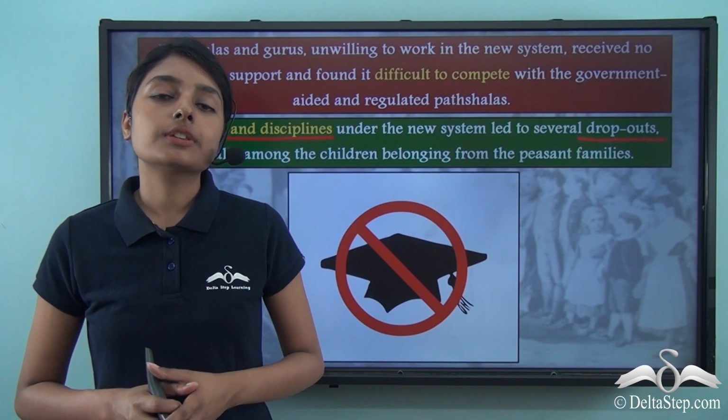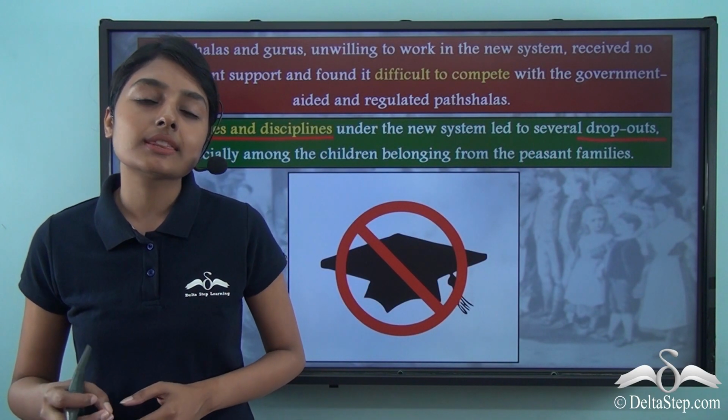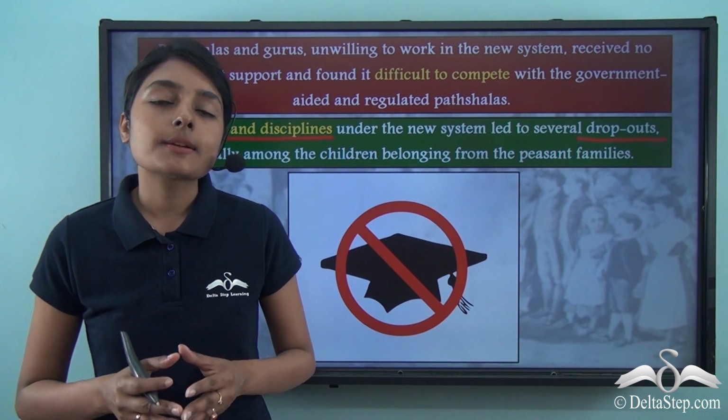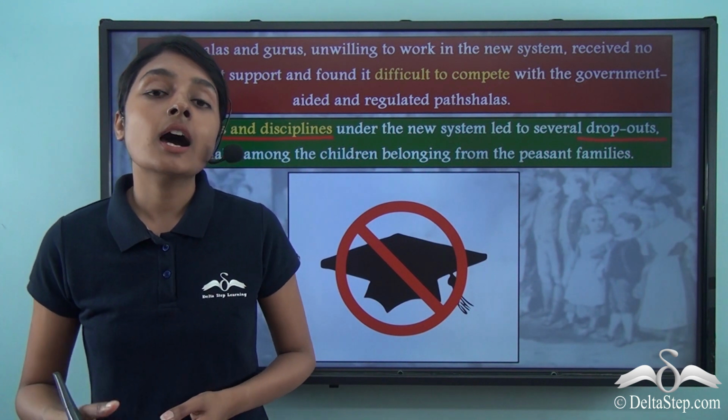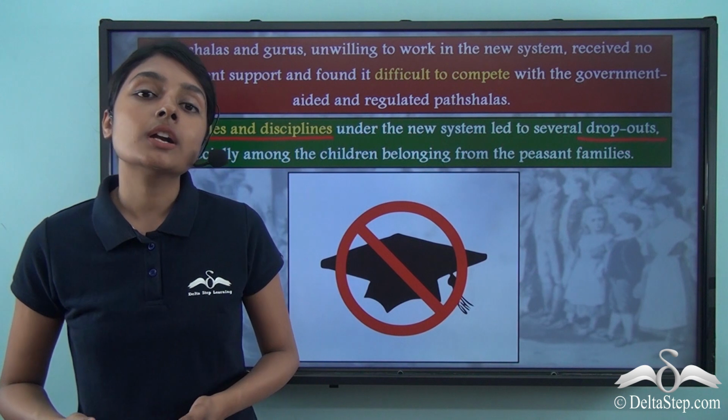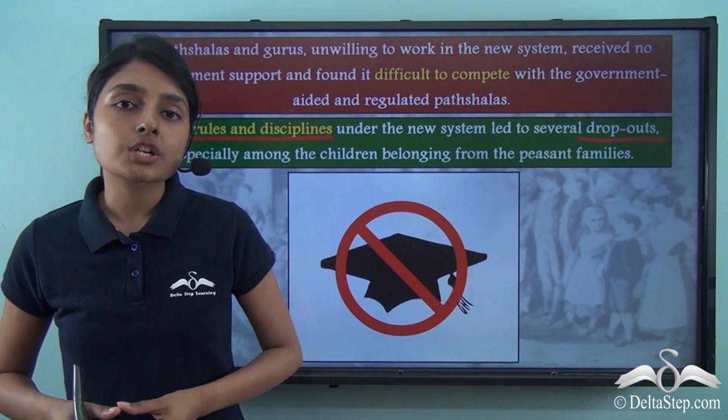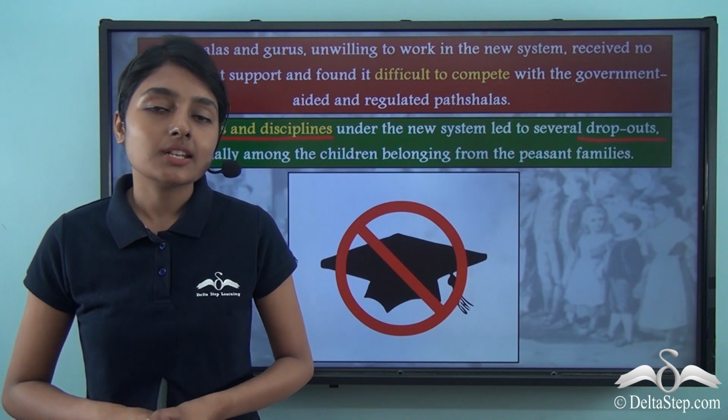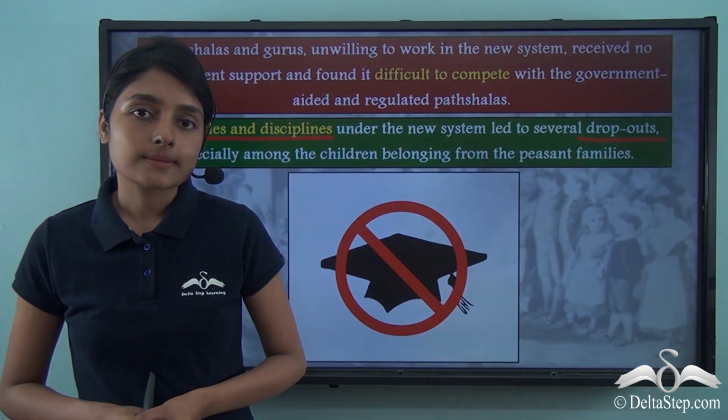So having learnt about the impacts of the colonial education in the Indian subcontinent, in our subsequent lesson, we will learn how the Indian masses were responding to this introduction of Western education in the Indian subcontinent.